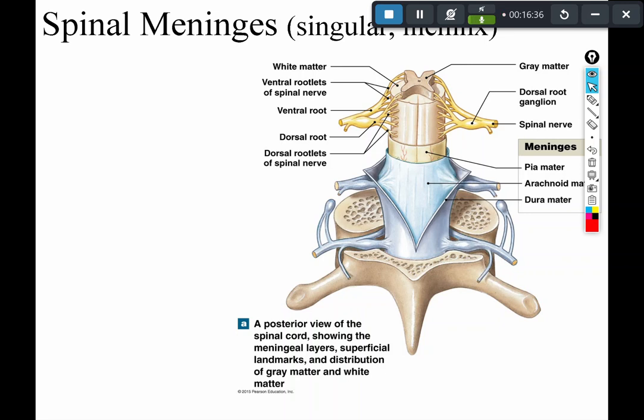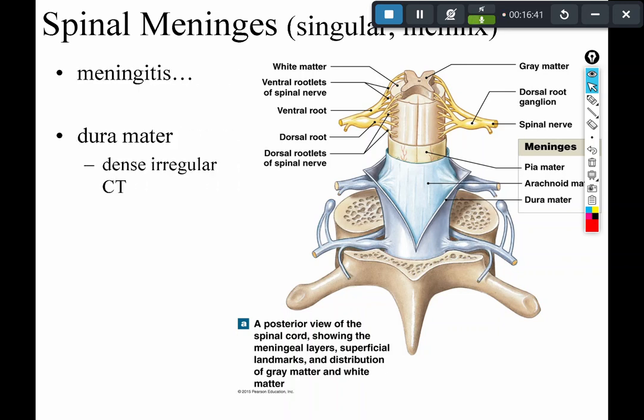So these are, and I'll talk about meningitis in a minute, the dura mater, which is dense irregular connective tissue, and it is extremely tough. In fact, dura means tough, and mater means mother. So it's not matter with two T's, it's mother. So the meninges are the three mothers, the mothers of your brain and the mothers of your spinal cord. They protect, they comfort, they cushion, they cradle like mothers.